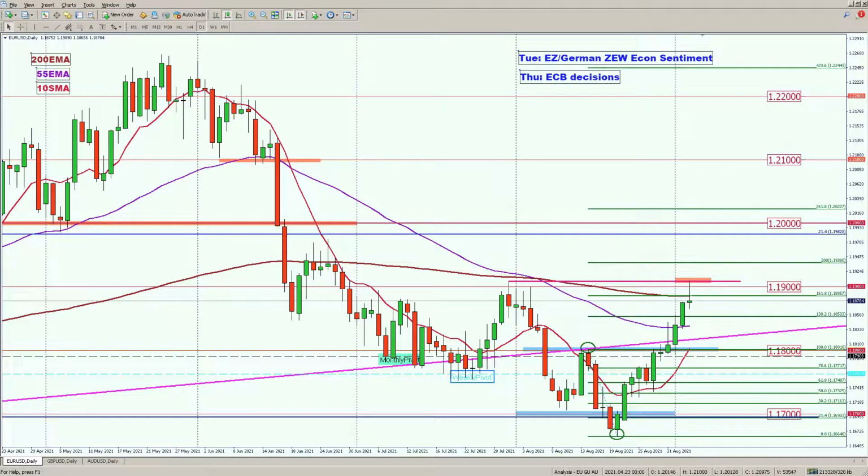So we'll see if after hitting and testing this recent swing high, whether it will just consolidate or pull back within this range for now. And there's also no major news from the US, so it's only the ECB that will be a trigger for this Thursday.